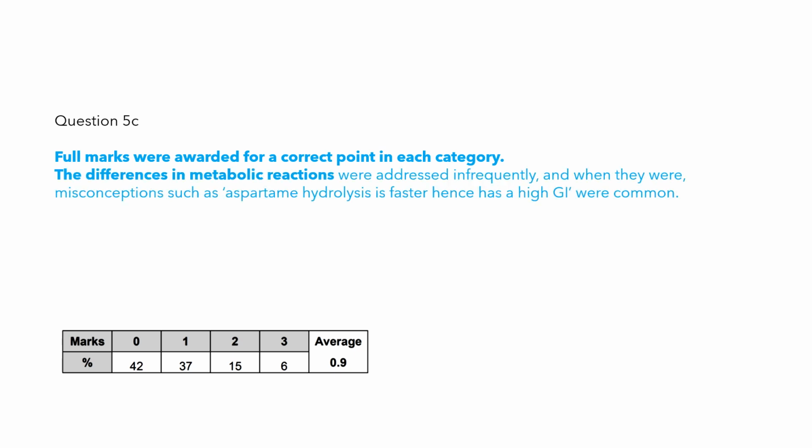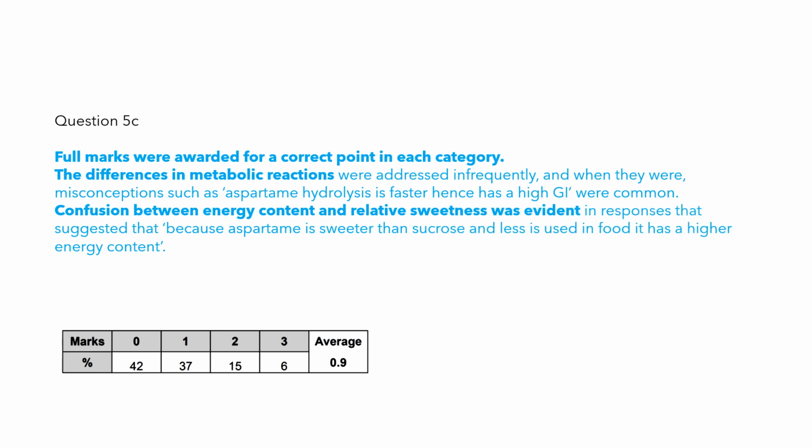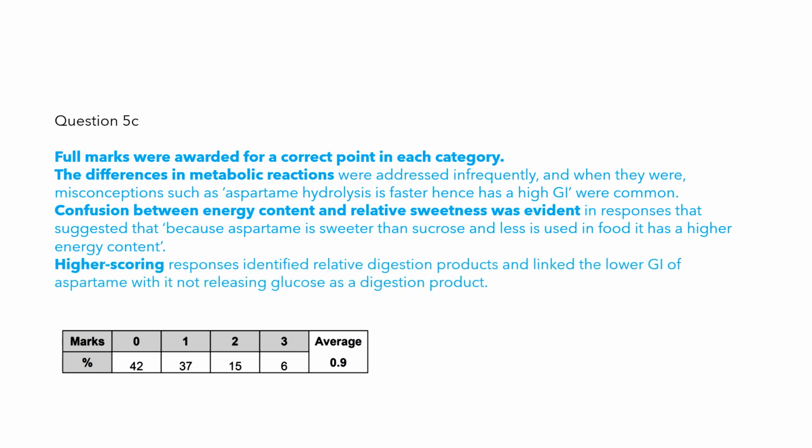The differences in metabolic reactions were addressed infrequently, and when they were, misconceptions such as aspartame hydrolysis is faster and hence has a high GI were common. Confusion between energy content and relative sweetness was evident in responses that suggested that because aspartame is sweeter than sucrose and less is used in food, it has a higher energy content. Higher scoring responses identified relative digestion products and linked the lower GI of aspartame with it not releasing glucose as a digestion product.